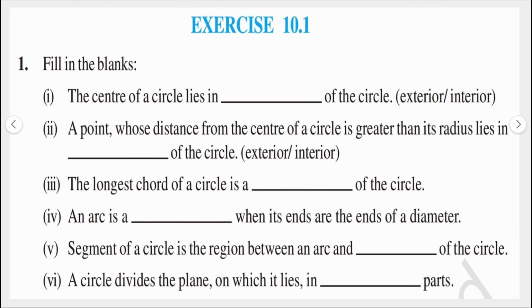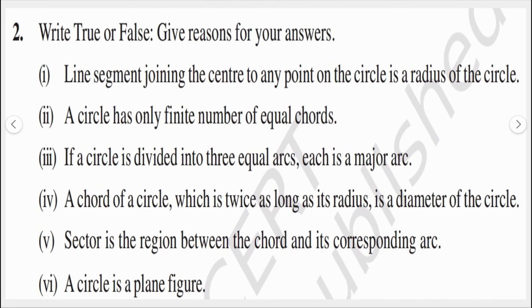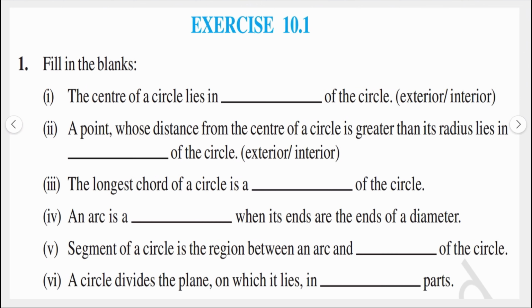Moving ahead, based on this we have exercise 10.1, which has only two questions. First one is fill in the blanks and second one is true and false, okay. So let's start with question number 1. Here the first question is fill in the blanks. The first one is: the center of a circle lies in the dash of the circle. We are given two options, that is exterior or interior, okay. The correct answer for this one is that the center of a circle will always lie in its interior. So here we have to write interior. That is, the center of a circle lies in the interior of the circle, that is, it will always lie inside the circle.